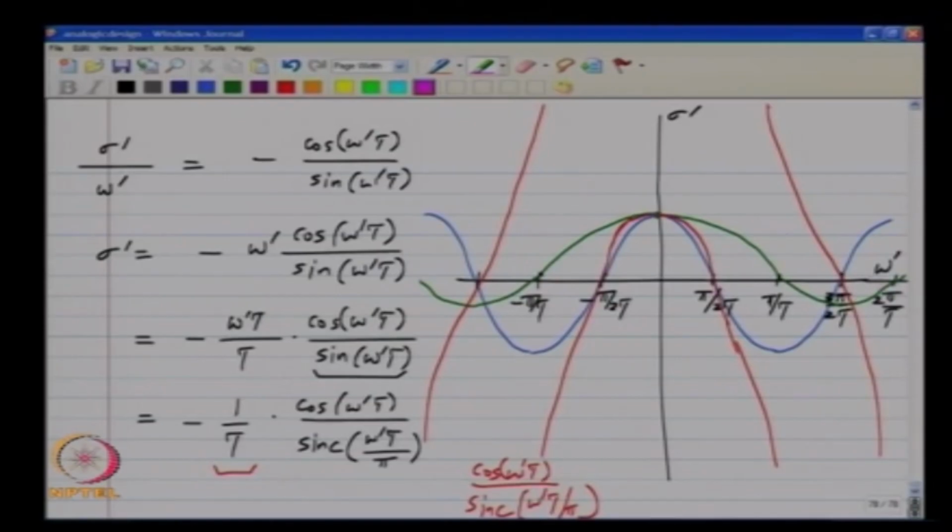This keeps repeating in every segment from 2 pi by tau to 5 pi by 2 tau and the next one and next one. The function jumps to plus infinity, then goes through 0 and minus infinity and so on. So, this keeps repeating. Okay. So, now this function has to be multiplied by minus 1 by tau to get what we want, to get the value of sigma prime. So, let me not put sigma prime here because that is not what I have plotted. I will do that in a new plot.